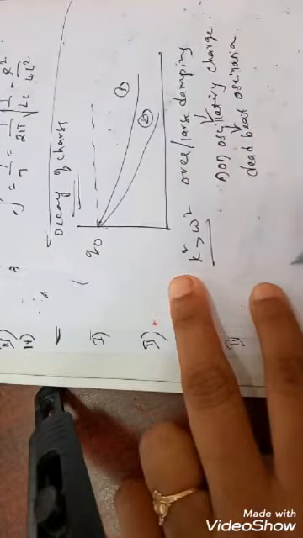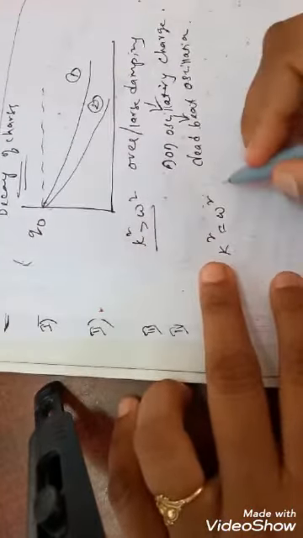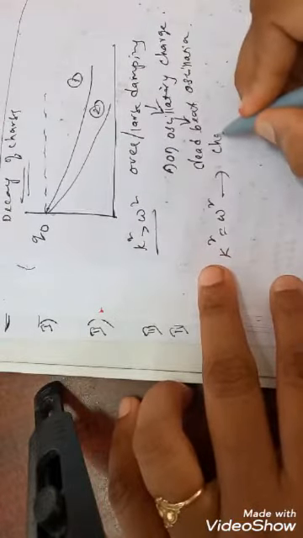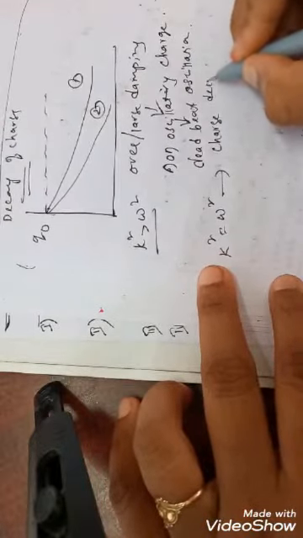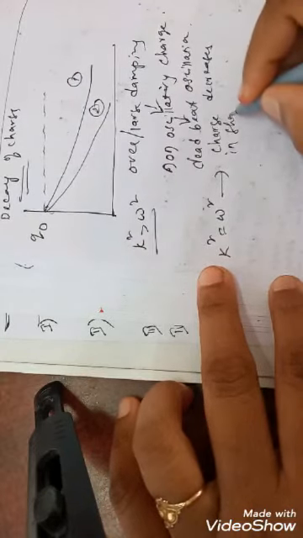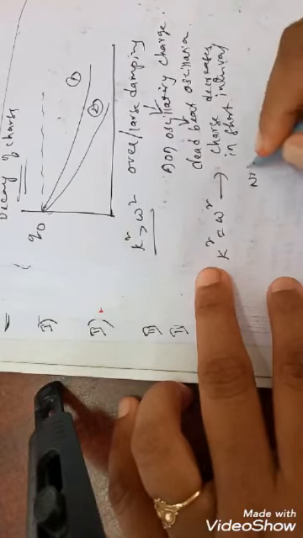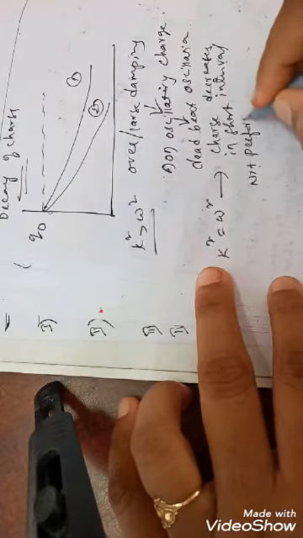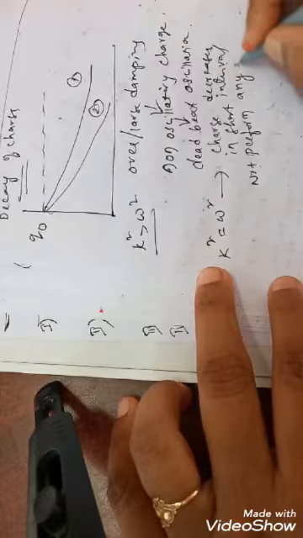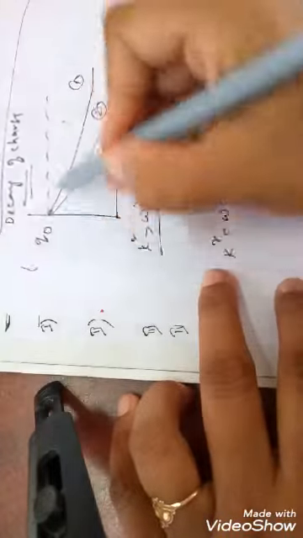What is case 2? K square, damping is nearly equivalent to angular frequency. So here charge decreases in a short interval of time. Here also it will not perform any oscillations and stops.